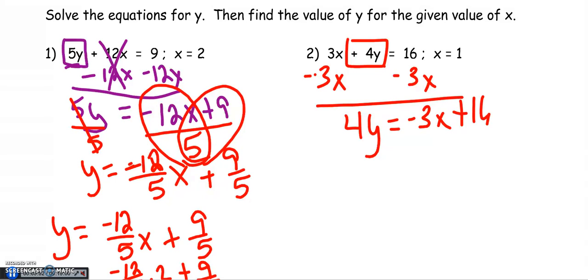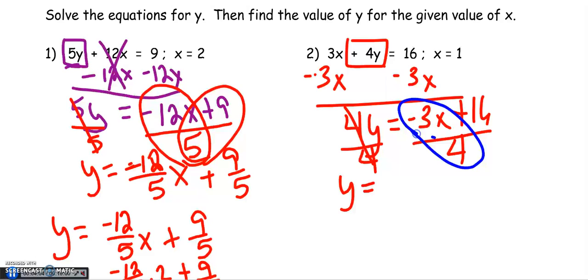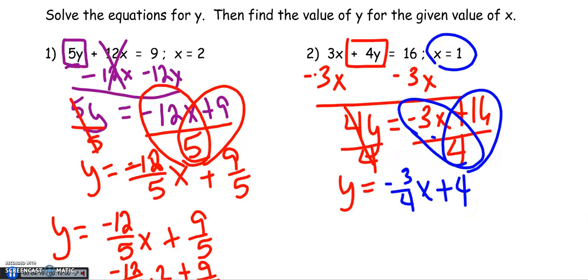Then to finish up, we need to divide everything by 4. So the 4's over here cancel out. We have y. We're going to do what I call a pretzel, because I think it looks like a pretzel when we do it. We have negative 3/4 x. Then we have to do the same thing here, so plus 4.